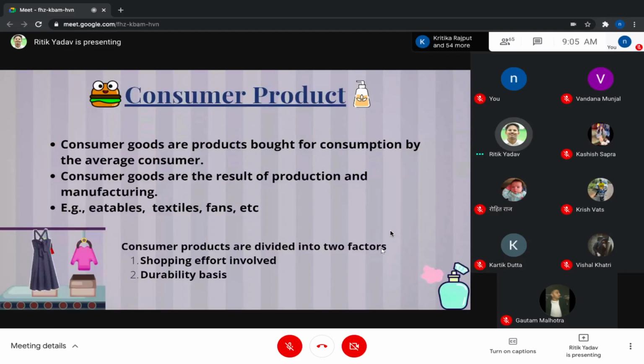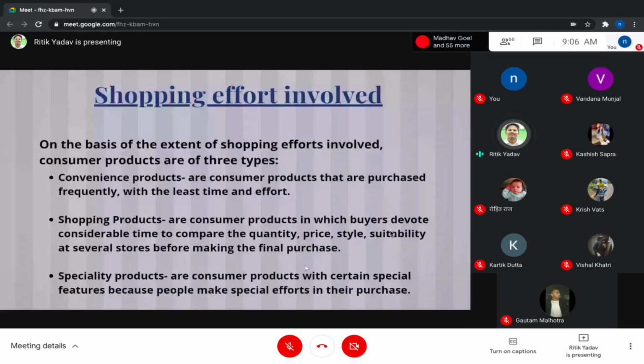Some examples of consumer products are textiles, eatables, etc. Now, consumer products can also be divided on two factors: first, on shopping efforts involved, and second, on durability basis. Now we will discuss the first factor, that is shopping efforts involved.